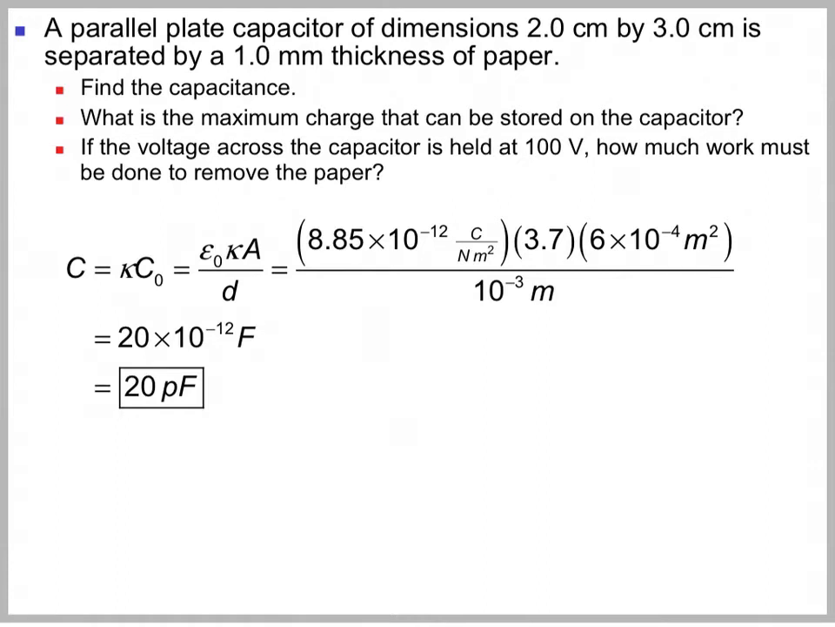We look up the dielectric constant for paper. Kappa is 3.7. We plug in our values and we get 20 times 10 to the minus 12 farads, or 20 picofarads.